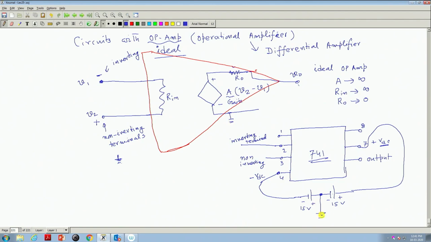With respect to this, I will measure the inverting terminal voltage where I will apply signal, and the non-inverting terminal voltage where I will apply some signal. Output will be available from this terminal which is marked 6, but that signal also will be measured with respect to this ground. So, what is this ground? The external DC supply, whatever you will be connecting to the chip, the common point of that. So, here minus VDC is applied, minus 15 volt, here plus VDC is applied.